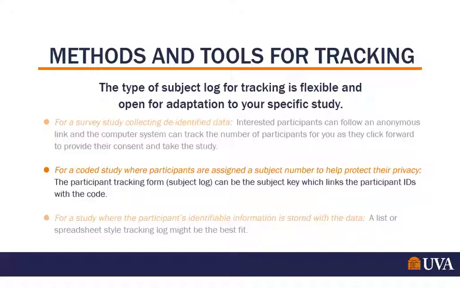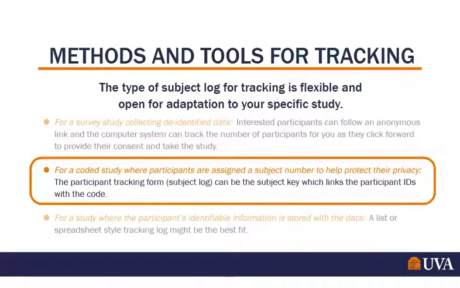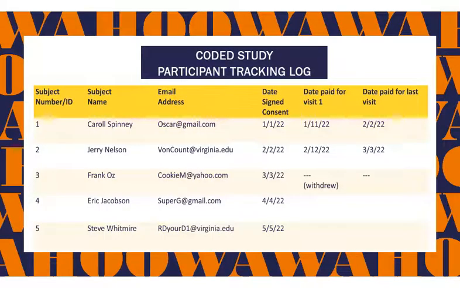The example that we're going to discuss in a bit more detail now is for a coded study where participants are assigned a study number to help protect their privacy. So here's an example spreadsheet for a participant tracking log that also acts as a key for the coded study. As you can see, participants are assigned a study number and their identifiable information, like their name and email address, are listed here. This log also records the date that the participant signed consent to join the study, as well as the dates that the participant was compensated for the study visits that were completed.